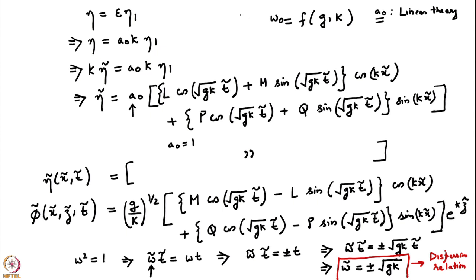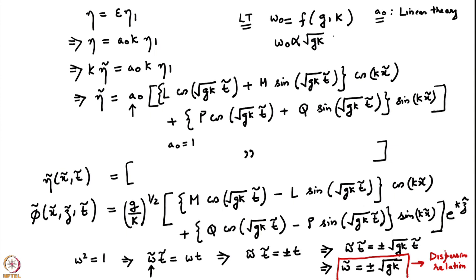So by a linear theory, you would expect this, and you can see that the only quantity that we can calculate which has the correct dimensions as omega 0 would be just square root of gk. So one would expect omega 0 to be proportional to square root of gk. Okay. So the constant of proportionality in this case turns out to be unity.